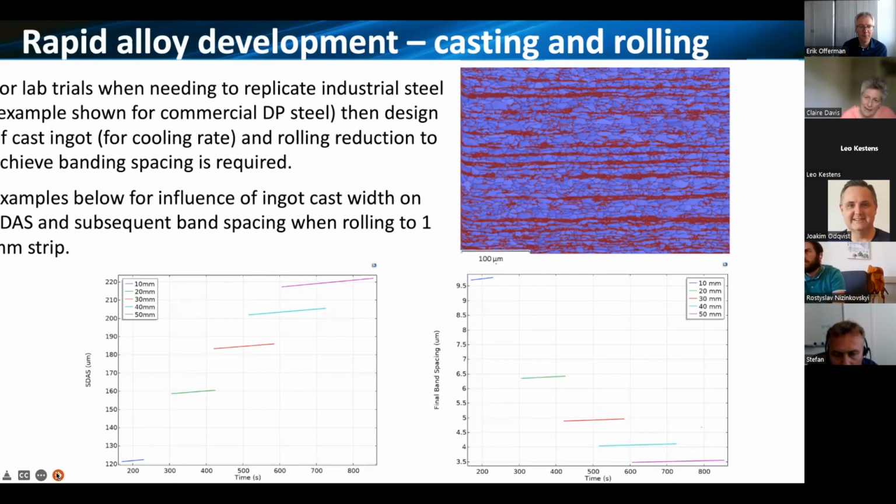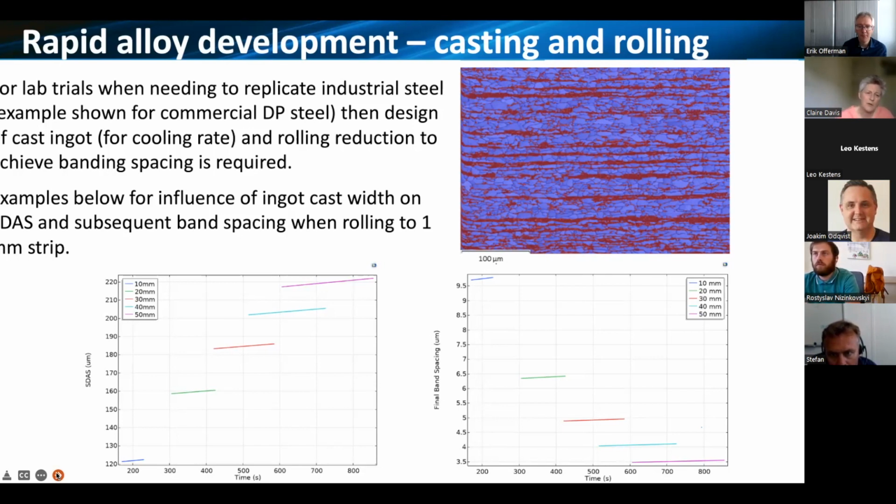And the bands and the band spacing, linked back to the molecular segregation, is important because it affects, for example, ferrite grain size, because you have pinning points. It affects the properties of the material. So in the lab, if we're trying to replicate a commercial hot rolled material, we need to make sure that we replicate the band spacing appropriately.